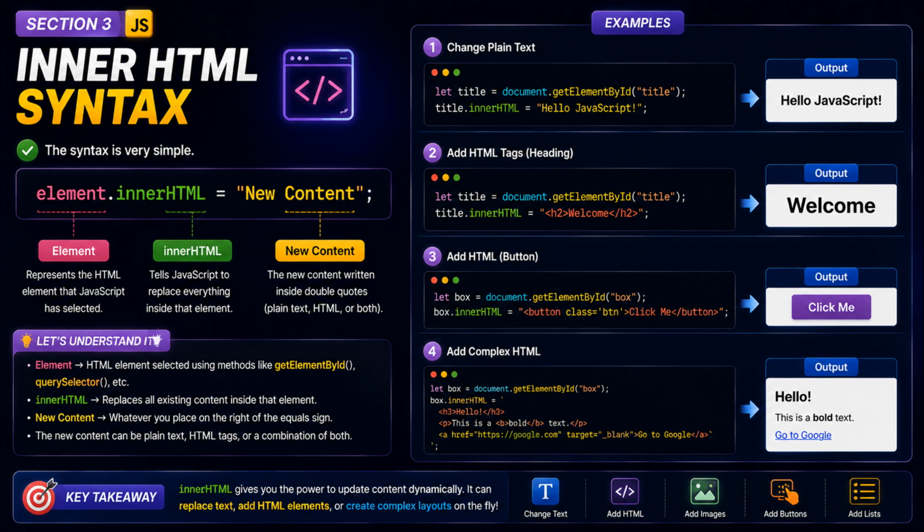Syntax. The syntax is very simple. element.innerHTML = new content. Let's understand it. Element represents the HTML element that JavaScript has selected. innerHTML tells JavaScript to replace everything inside that element. On the right side of the equals sign, we write the new content inside double quotes. The new content can be plain text, HTML tags, or both.